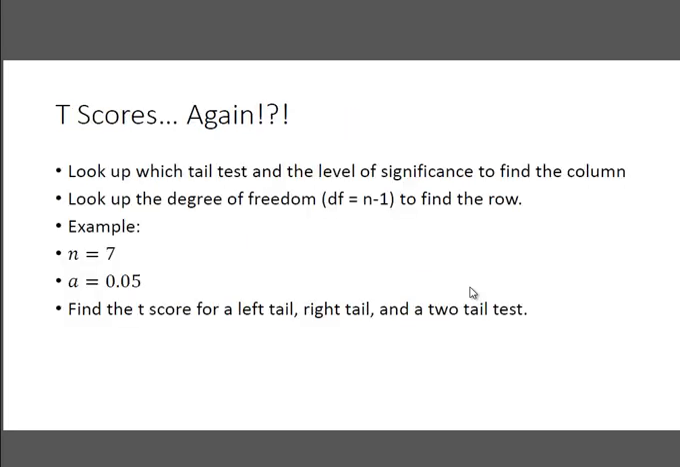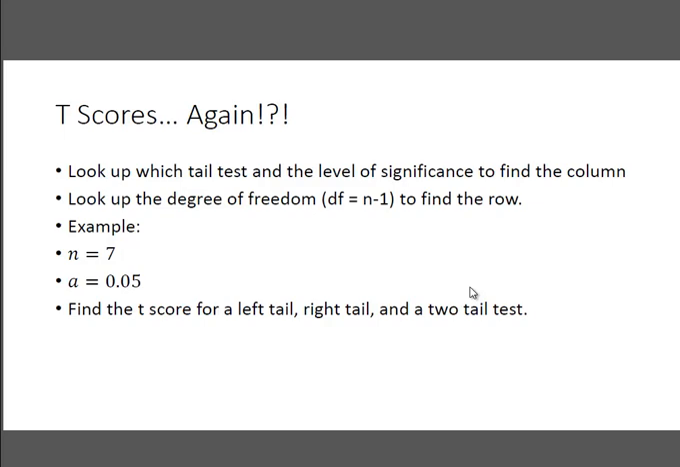Second, t-scores. We are going to be using t-scores instead of z-scores because we are dealing with sample sizes less than 30. The way you're going to do that is you're still going to look up which tail test you're doing at the top part of the t-chart, and you are going to look for the degree of freedom to find your row. Let me give you a quick example of this.